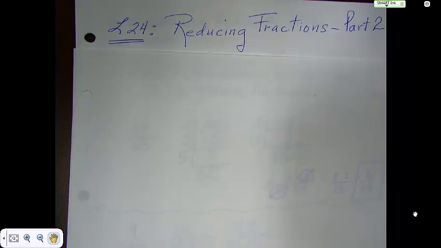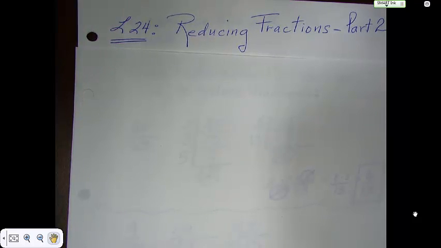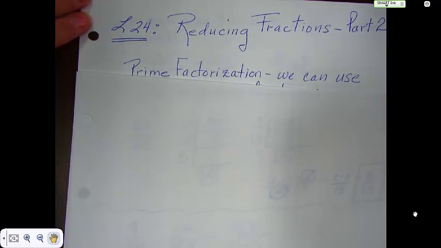Hi there. We're going to talk about reducing fractions. This is called Reducing Fractions Part 2, basically because we have already done some talking about reducing fractions, but we didn't go as far into it as we will today. So that's why it's Part 2.